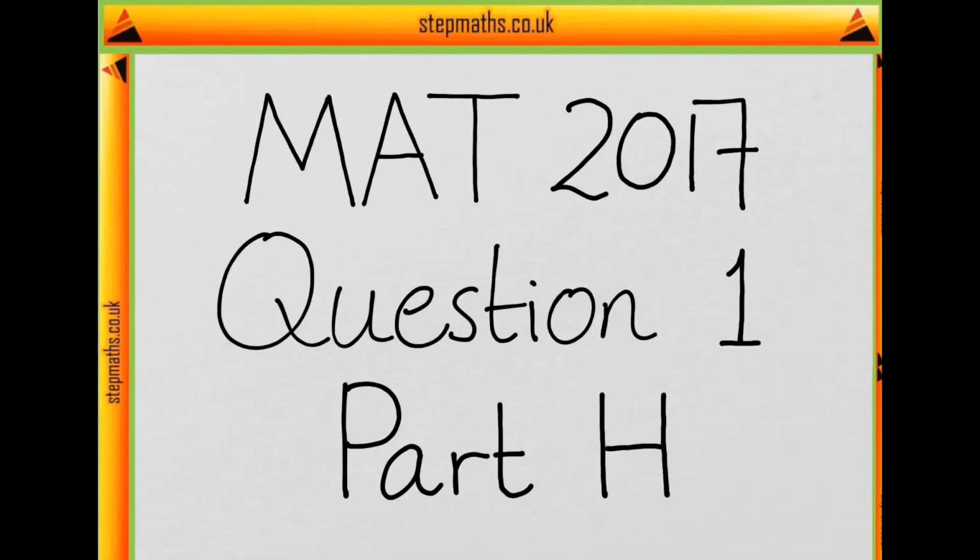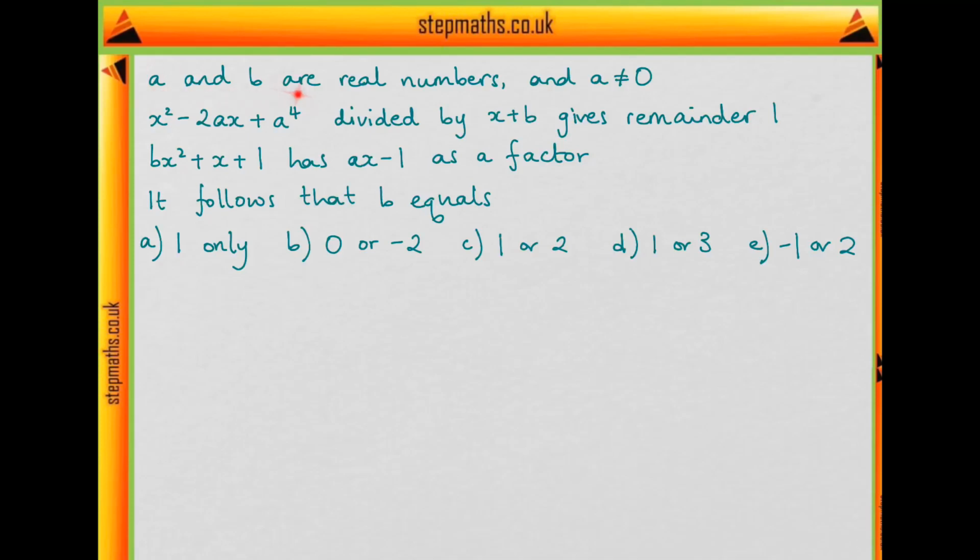Hello, this is part H of question 1 on Math 2017. So here we're told that a and b are real numbers and that a is not equal to 0, and that when this quadratic is divided by x plus b, we get remainder 1, and also that this quadratic has ax minus 1 as a factor, and we want to know what b must equal.